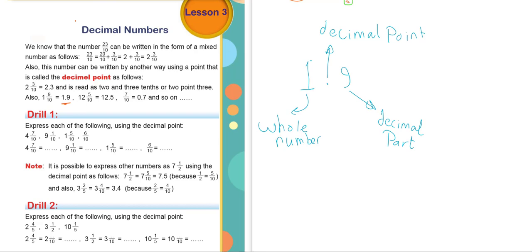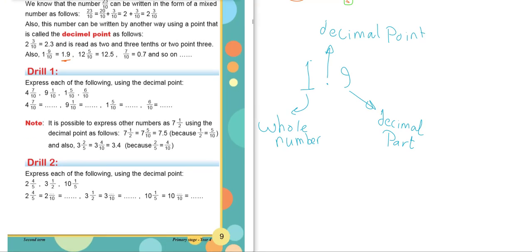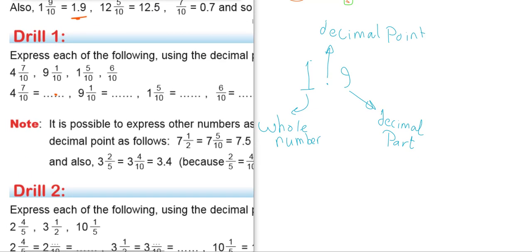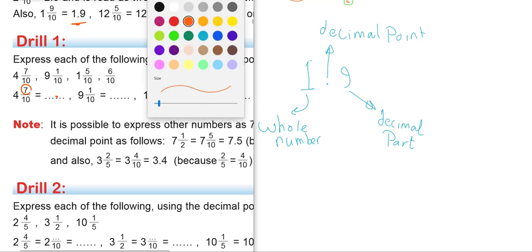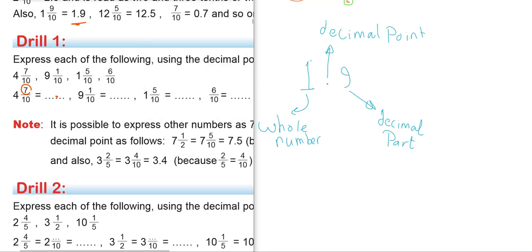Drill 1: express each of the following using the decimal point. Here we have 4 and 7 over 10, 9 and 1 over 10, 1 and 5 over 10, and 6 over 10. Here, 4 and 7 over 10. First we put the decimal point. We start from the right. Here we have in the numerator 7, so put 7. I have in the whole number 4. So 4 and 7 tenths, or 4.7.